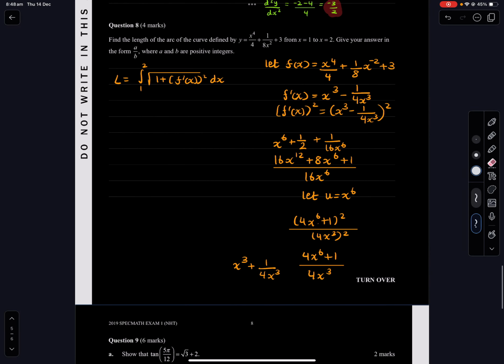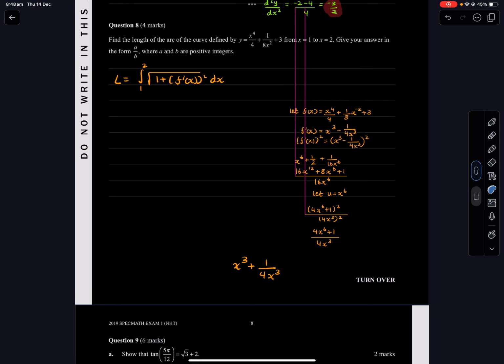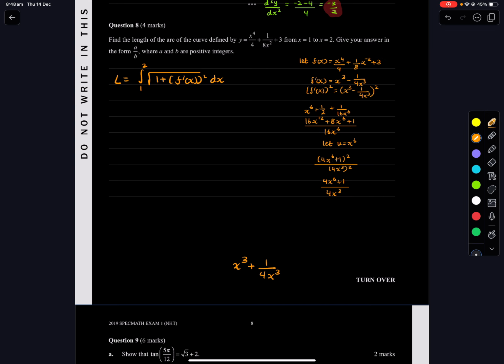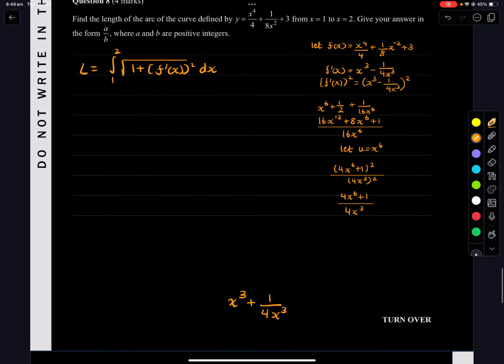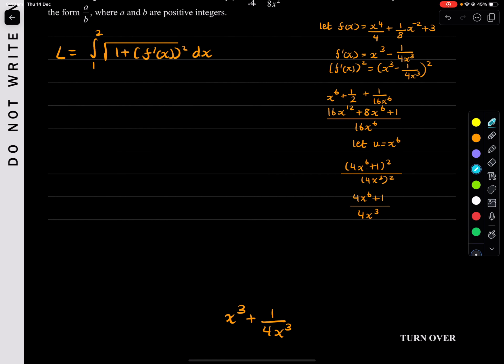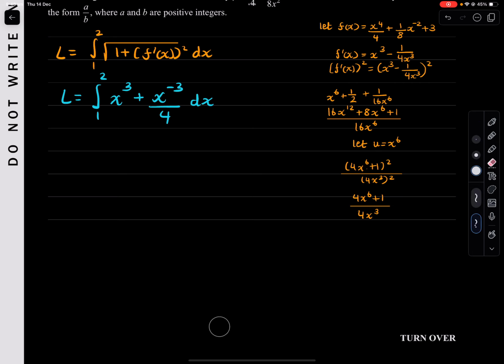Now let's integrate that. Wow, that's a lot of work we did, but it's okay. And we got to the end, so that's great. So let's rewrite this whole expression with a different color. The length is going to be the integral from 1 to 2 of x to the power of 3 plus 1, we can bring that power there, so x to the negative 3 over 4, dx. That's it.